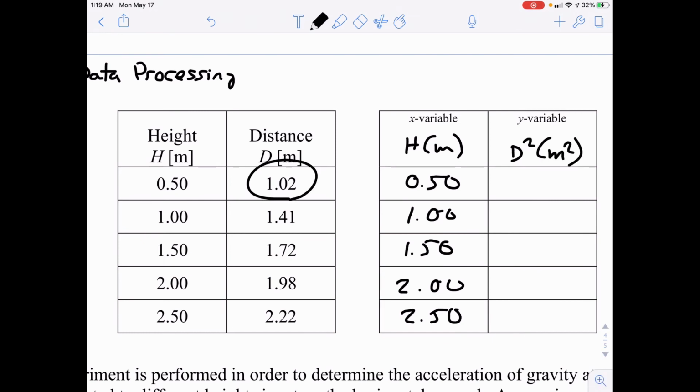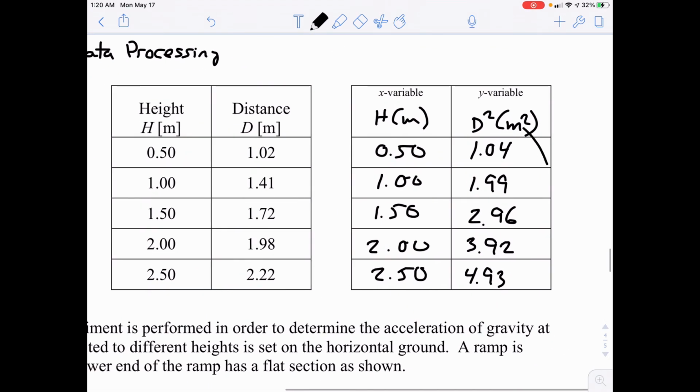So I've got to take all these values here and square them. 1.02 squared, well, that's about 1.04. 1.41 squared is close to 2, about 1.99. 1.72 squared is close to 3, that's 2.96. 1.98 squared is really close to 4, that's 3.92. And 2.22 squared is fairly close to 5, it's 4.93.